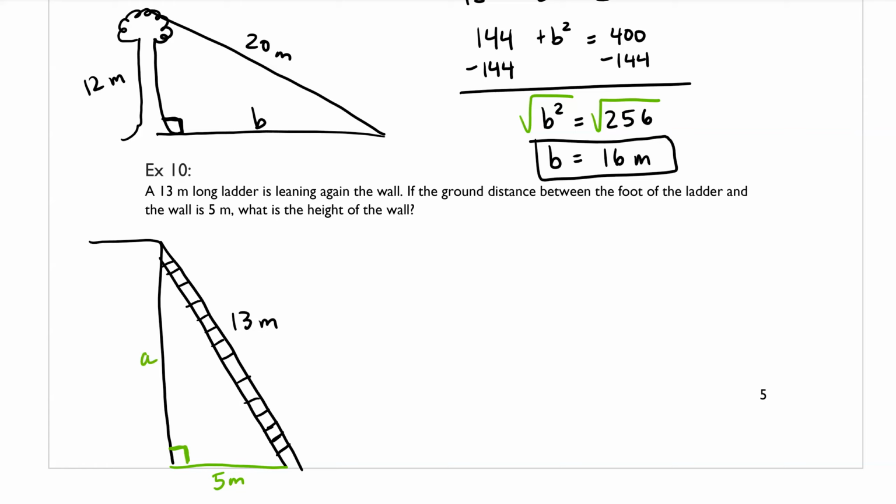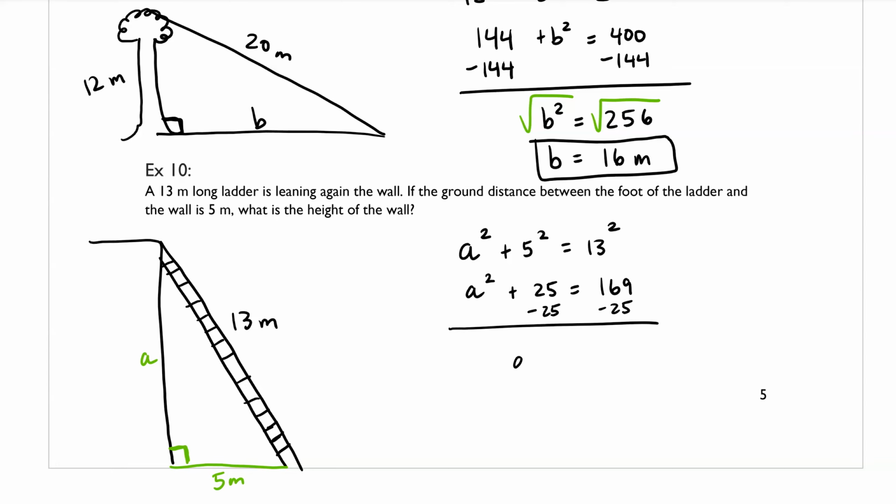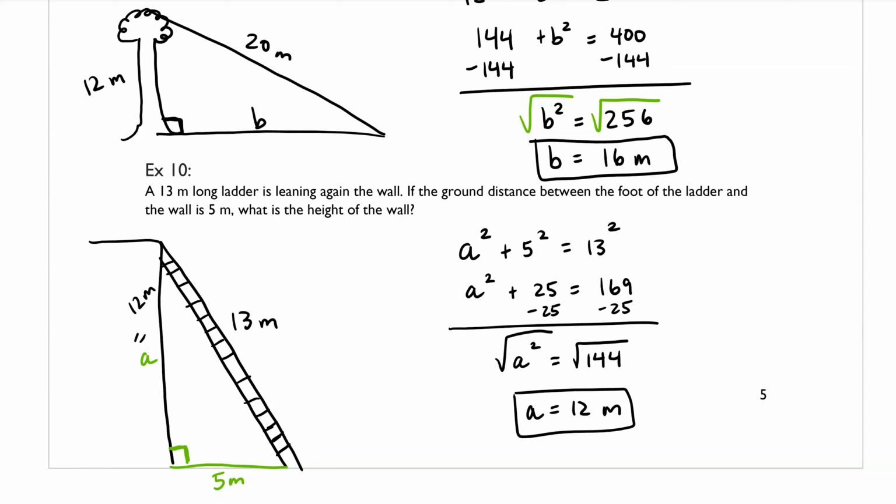And so let's call the height of the wall a. That is what we are trying to figure out. So we have a squared plus 5 squared is equal to 13 squared. And if we simplify that, I would take the square root of both sides at this point, and we would get that a is equal to 12 meters. So the height of the wall here is 12 meters.